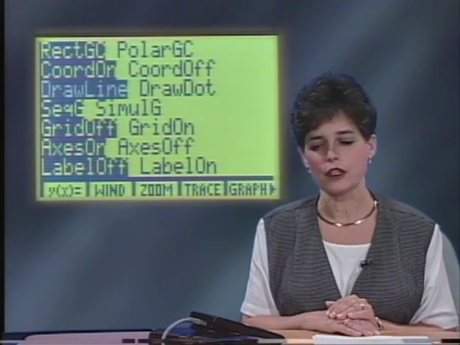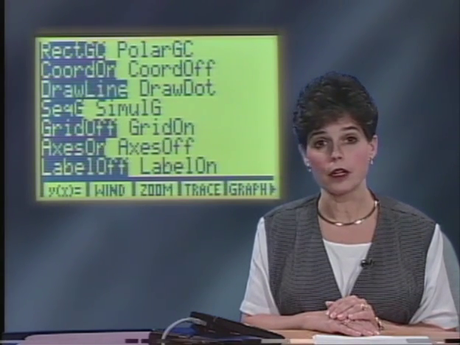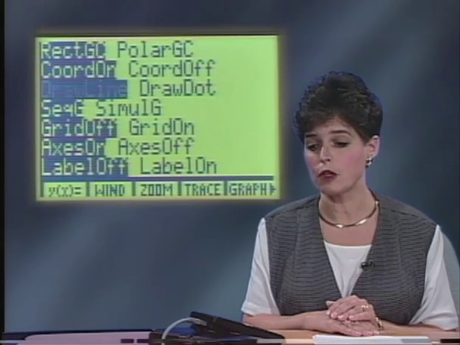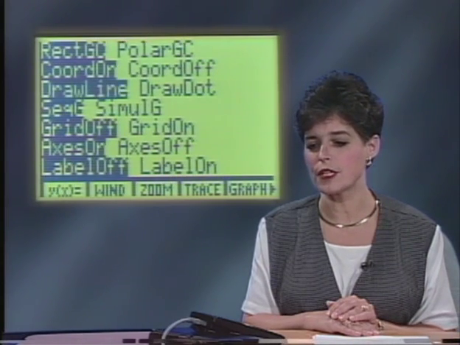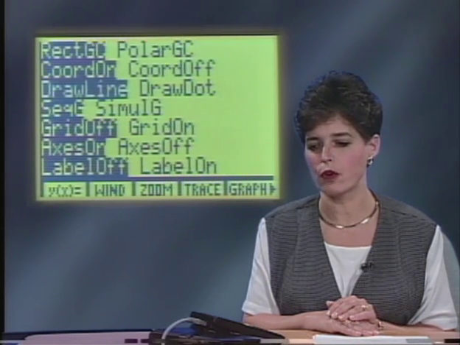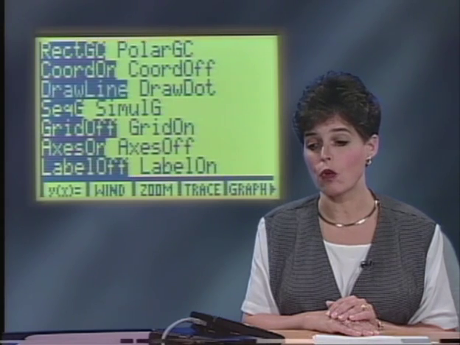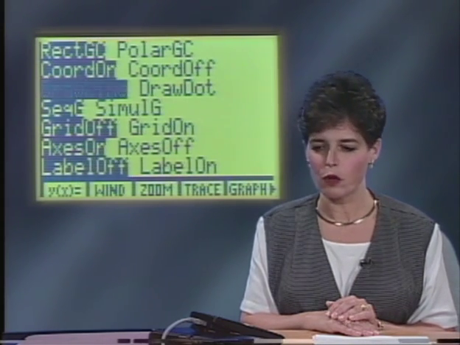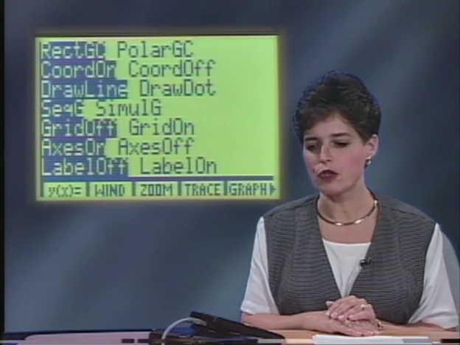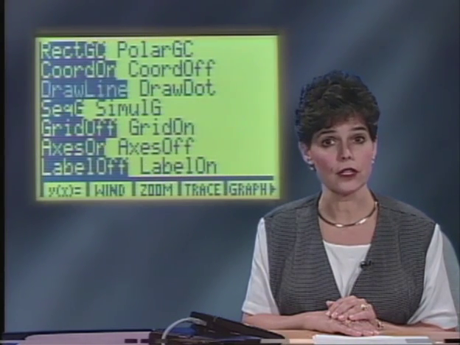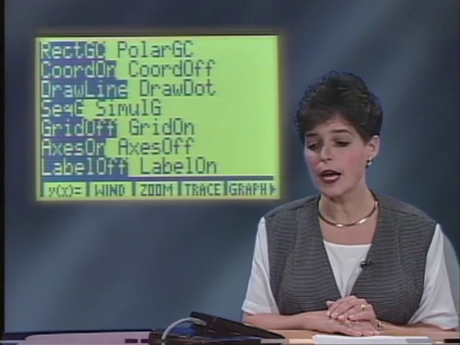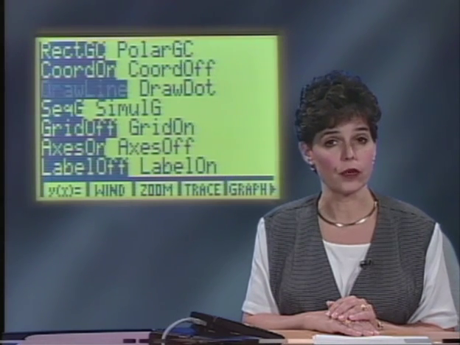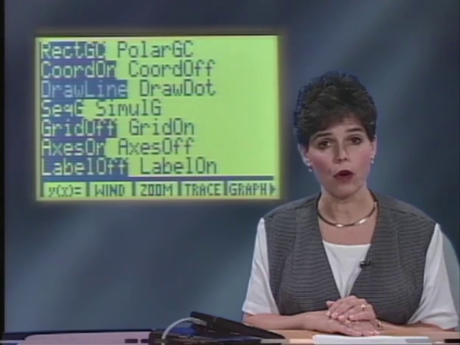But while we're here looking at this Format menu, you might be interested in a couple of the other capabilities of this menu. You see REC GC at the top with Polar GC. You can choose either rectangular graph coordinates or polar graph coordinates. The second choice is Coord On or Coord Off. If you choose Coord Off, then when you press Trace later on, you wouldn't be able to see the X and Y values. Down below you see Axes On, Axes Off. If you don't want to see the axes, you can actually turn them off.